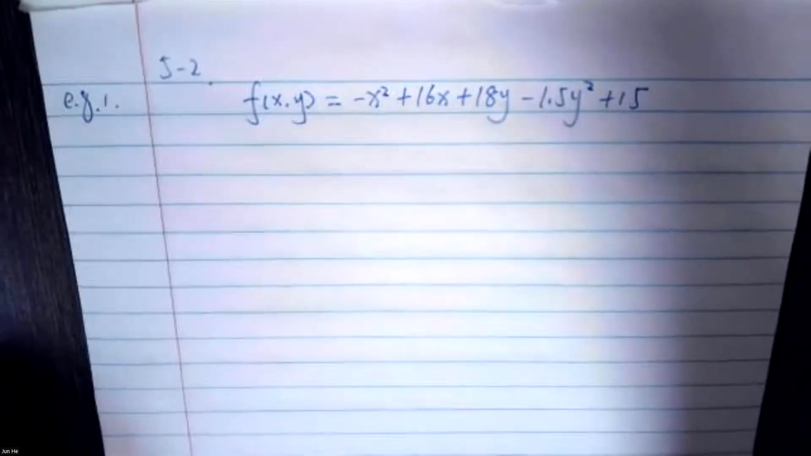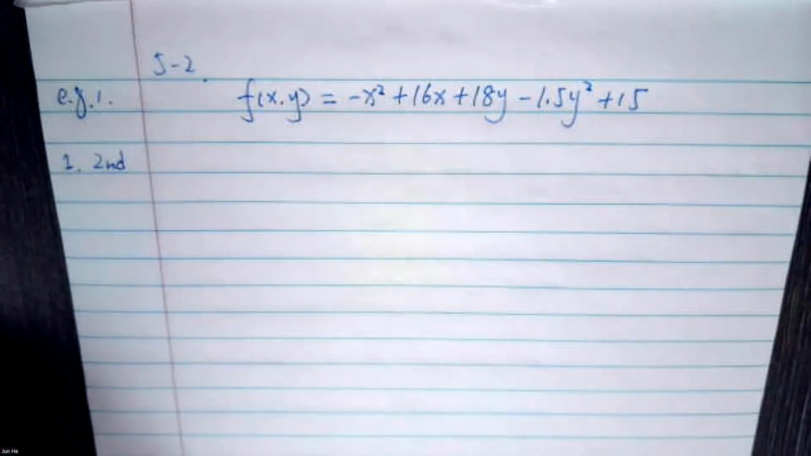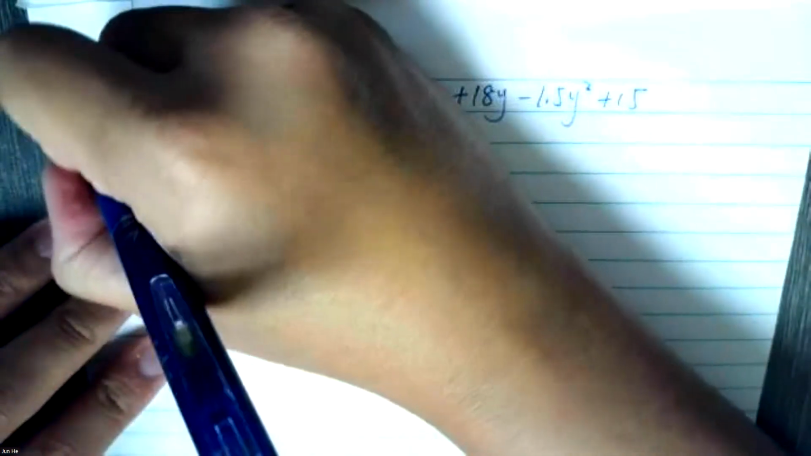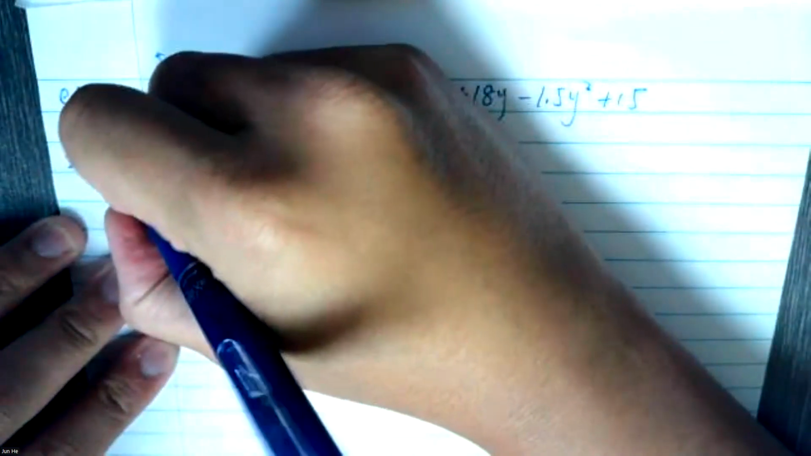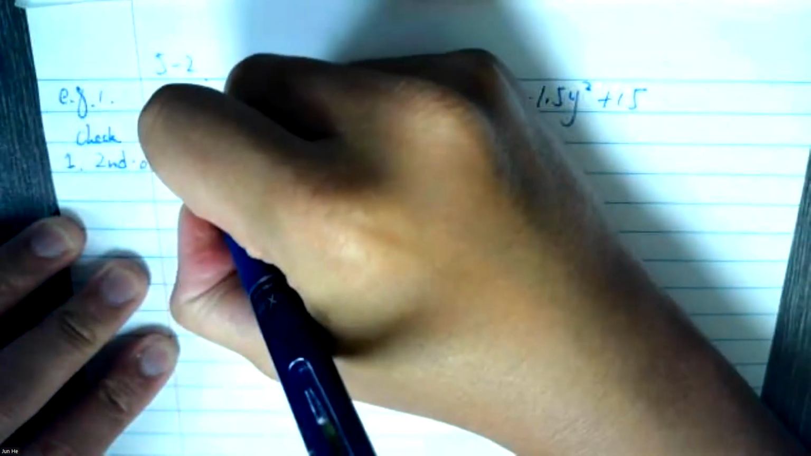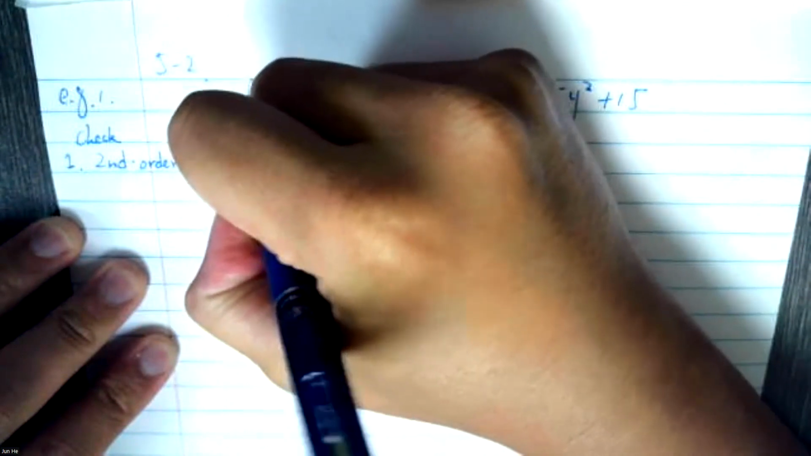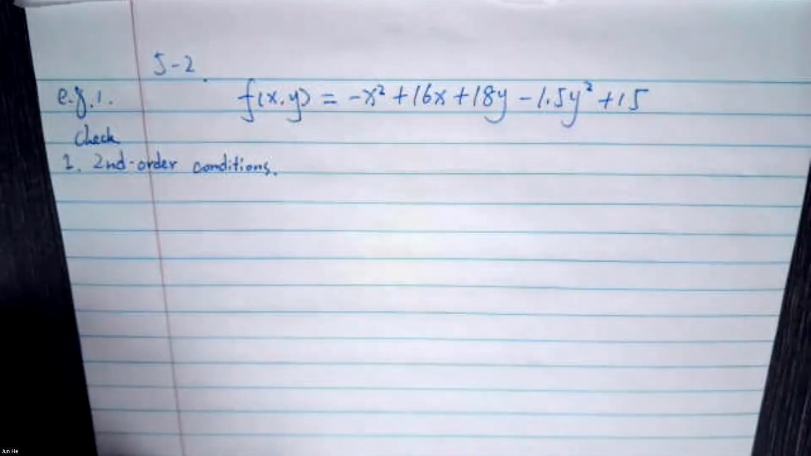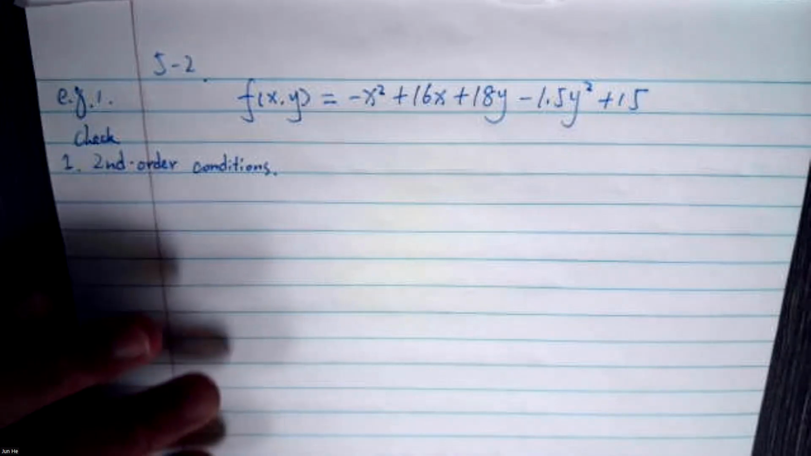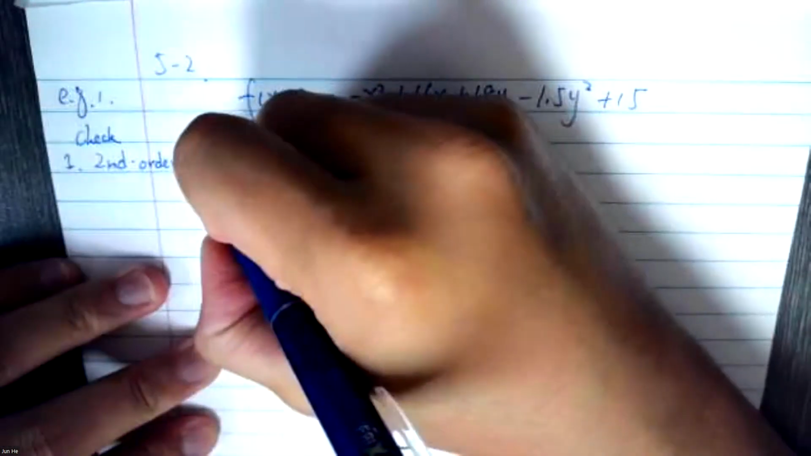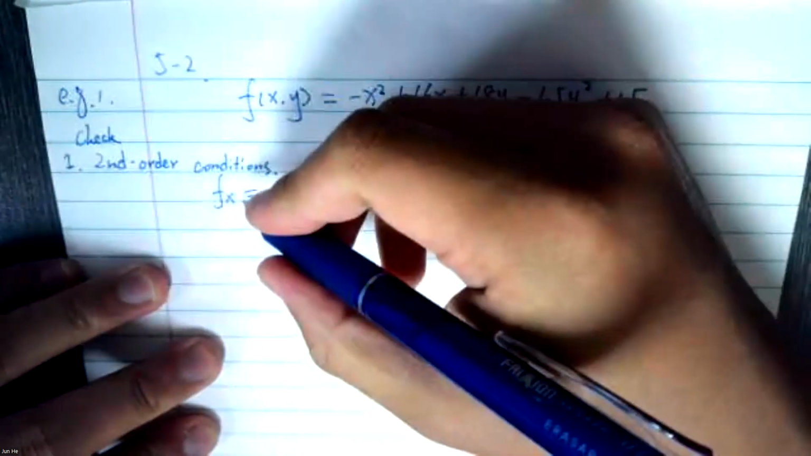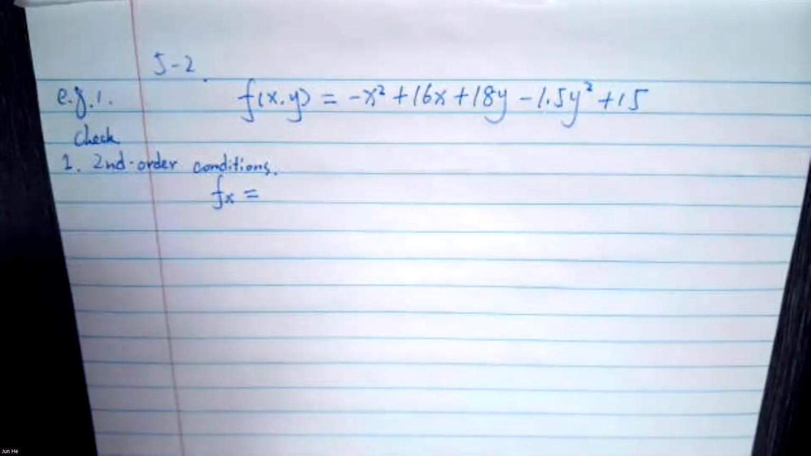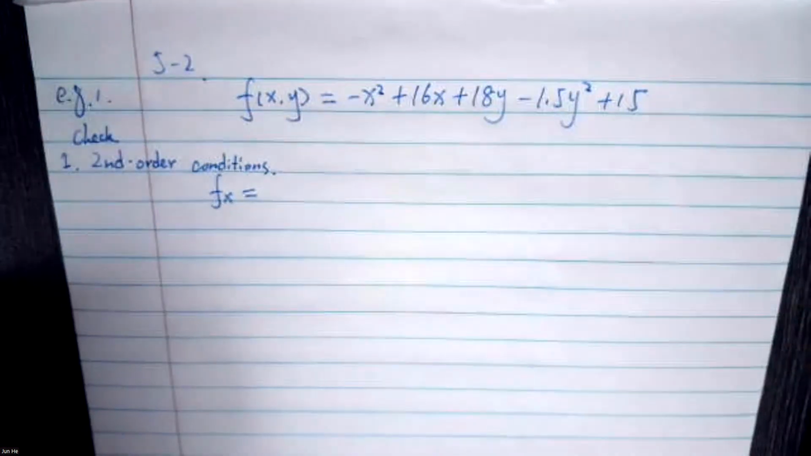Okay, so let's check the second order first. Step 1, check second order conditions. For second order, we need to first derive the first orders, right? This is just an intermediary step, but later on we're going to invoke those results when we are doing first order conditions, okay?